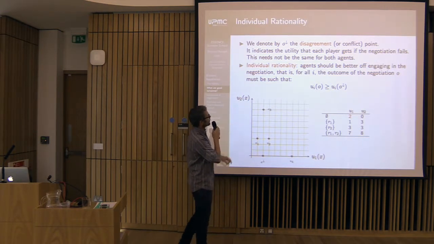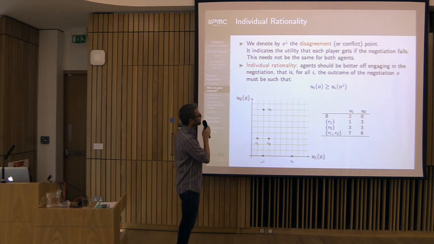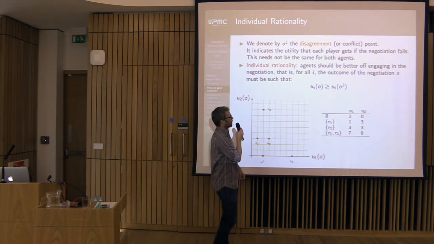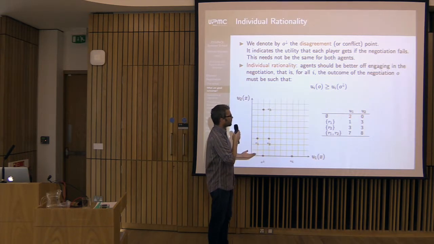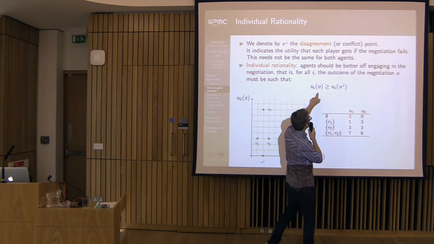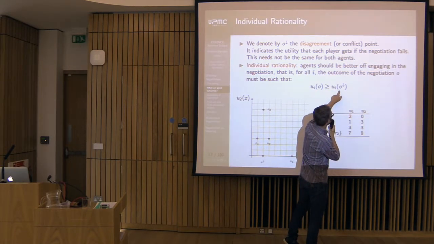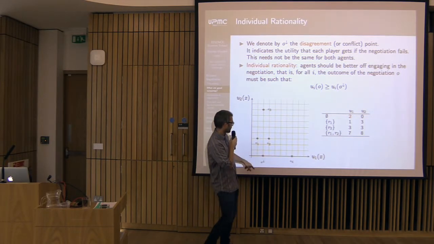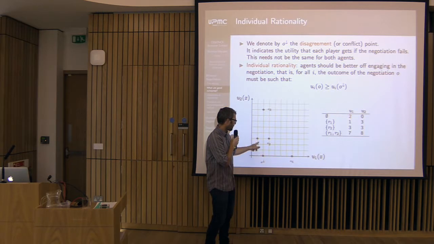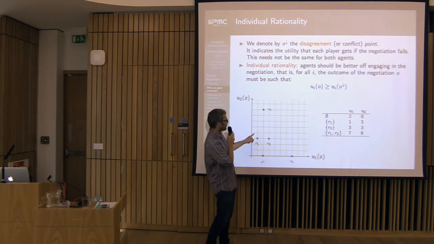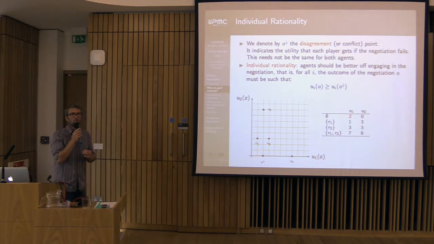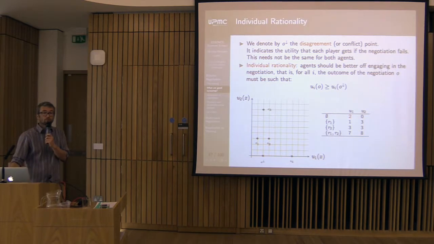In negotiation, one central axiom that you have is that agents should be better off engaging in negotiation, and so starting and committing to the negotiation, because otherwise they would stay home and not negotiate at all. So the outcome that they should get in the end should be something at least as good as the outcome of the conflict point. So if here you have a conflict point for agent 1, this is not individually rational, because there is some outcome that can be worse than what was the case prior to negotiation.